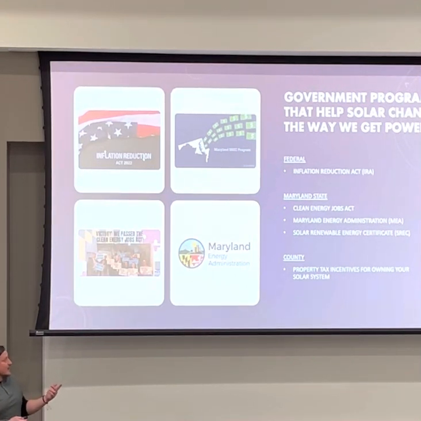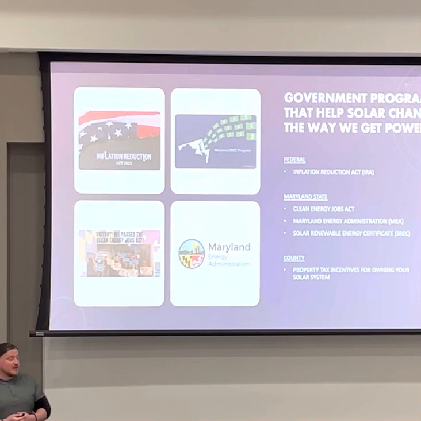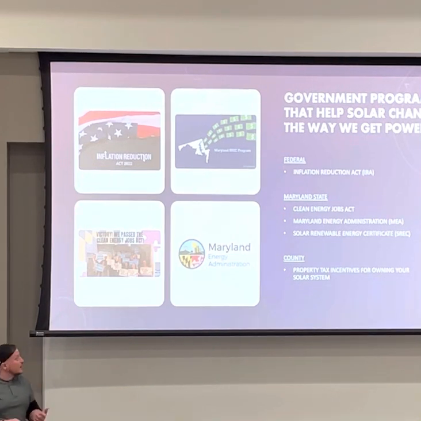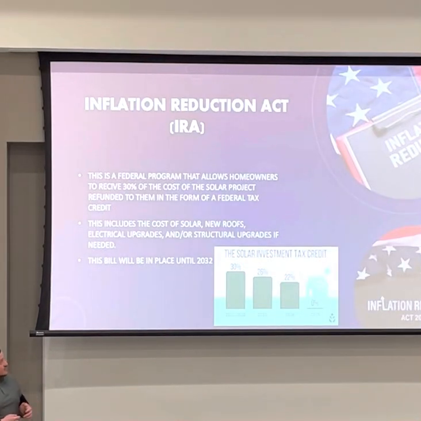And then we have county property tax incentives. There are 4 counties in the state of Maryland that give property tax incentives for homeowners that decide to go solar. So first things first, the Inflation Reduction Act. This is a federal program that allows homeowners to receive 30% of the cost of their solar project refunded to them in the form of a federal tax credit.